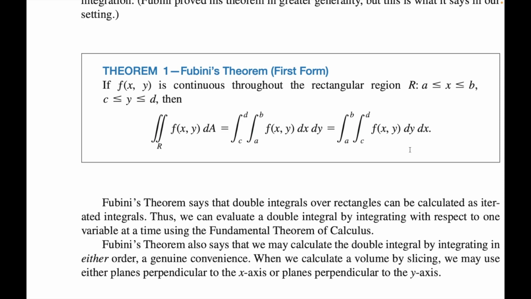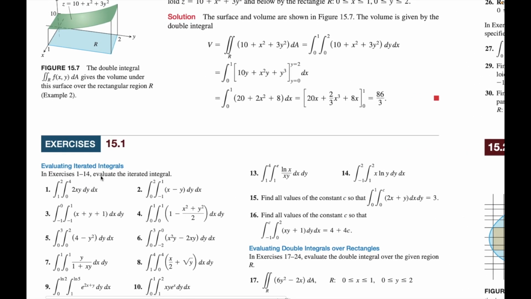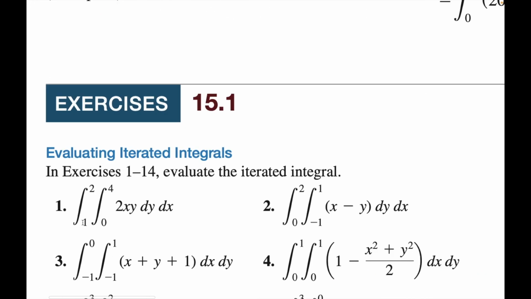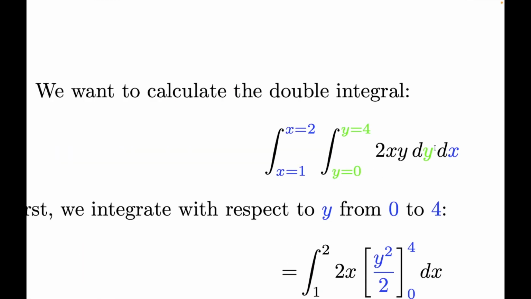Now let's see the question. This question is from question number 1, exercise 15.1, and we have to integrate the integral from 1 to 2, and 0 to 4, of the function xy, dy dx. Let's see its solution. I just highlighted the limits of the variables with different colors.